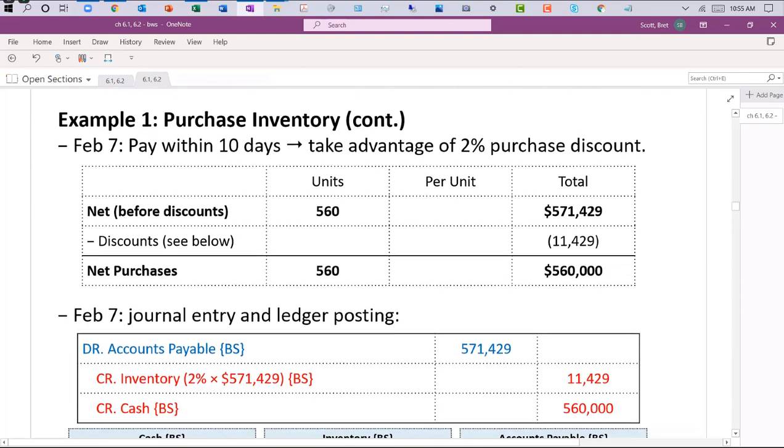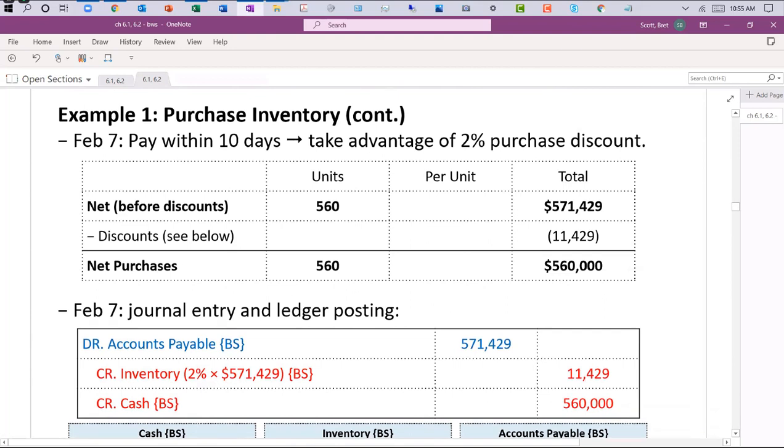Now we want to go through and say, hey, if these are all good, let's go ahead and pay them right away. Let's do an electronic funds transfer. Maybe we can just directly deposit into their company's checking account. So on February 7th, within the first 10 days, we take advantage of the 2% purchase discount by paying them. So we paid off the balance that we owed them. That's cool, but in this case, we're going to take a haircut of 2% off the overall amount.